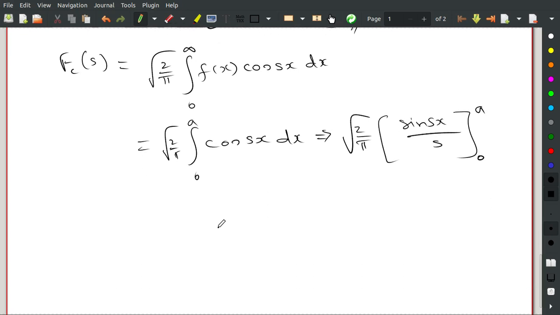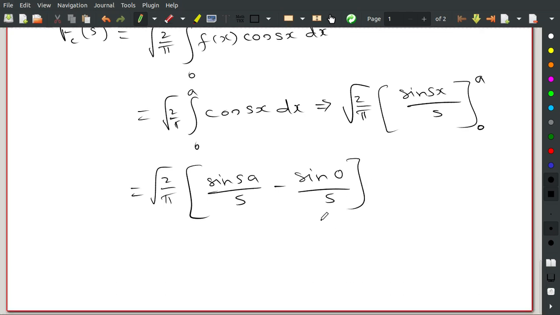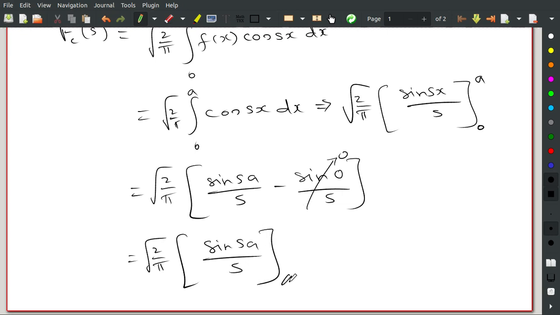Okay, so if we substitute the upper limit, we have sin(sa) divided by s minus sin 0 by s. And this sin 0 is 0, therefore we have root 2 by pi sin(sa) by s. So this is the final answer.